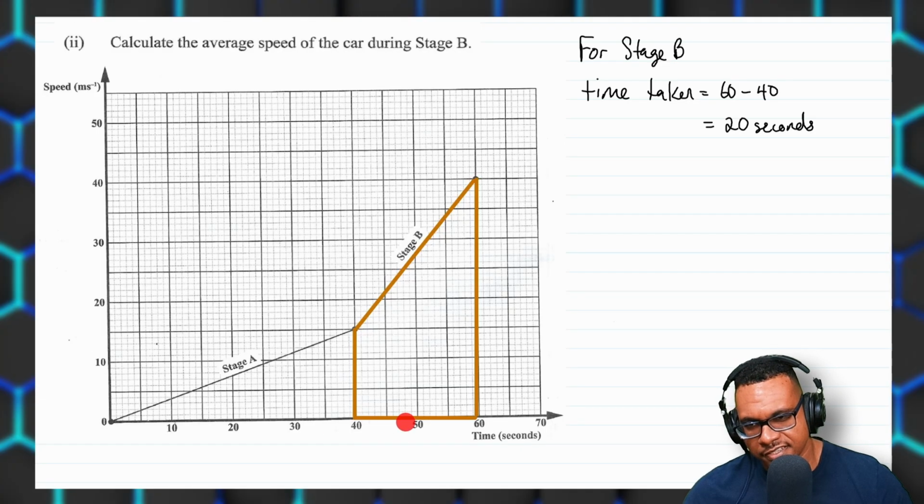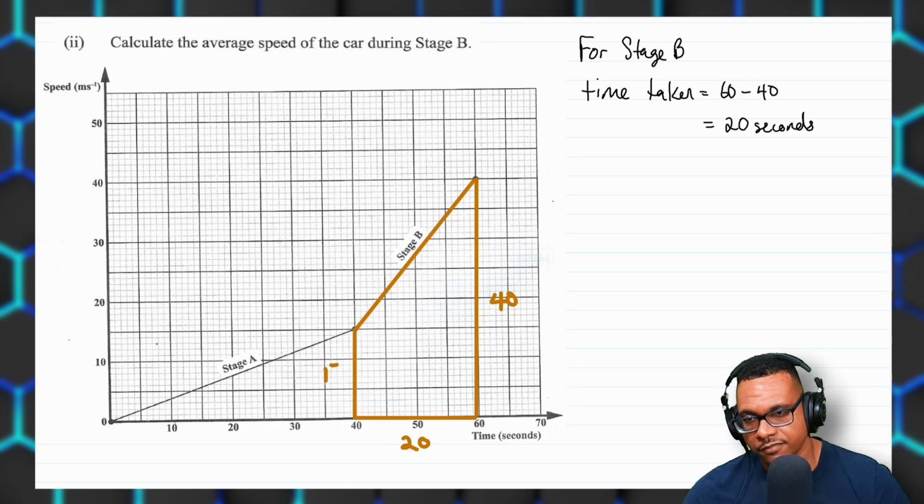Now it's obvious that this side here is the 20 seconds, so that has to be 20. All right, so down here we have 20. The length of this side would be all the way up to 40. So this is 40. Now the length of this side here would have been 15.